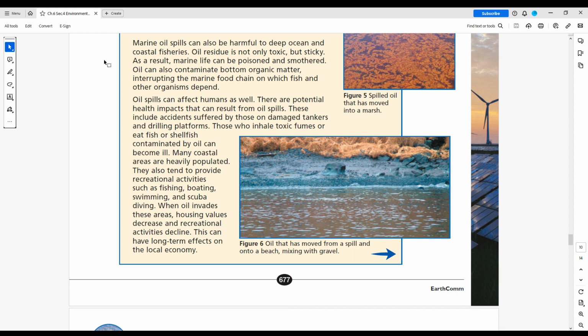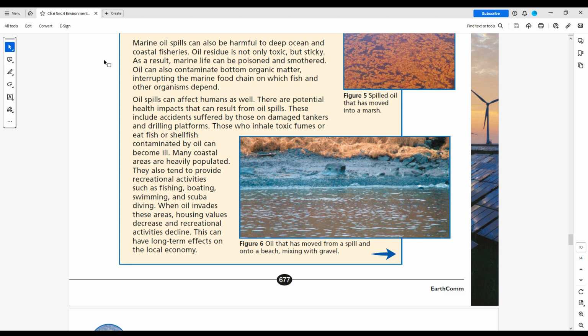Oil spills can affect humans as well. There are potential health impacts that can result from oil spills. These include accidents suffered by those on damaged tankers and drilling platforms. Those who inhale toxic fumes or eat fish or shellfish contaminated by oil can become ill.